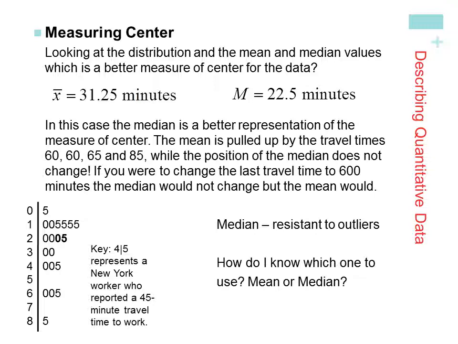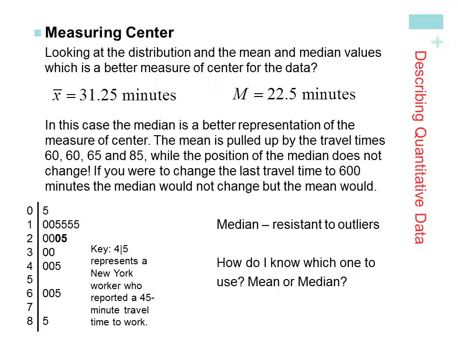So since the median is not going to be changed by that last travel time, it is said to be resistant to outliers. So what does that mean, resistant to outliers? That means the median is not going to change very much when I have either a really high outlier or a really low outlier. So if I take this 85, replace it with 600, absolutely not going to change my median. It's going to stay exactly the same.